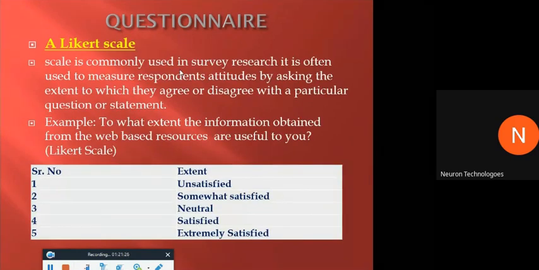So the Likert scale is commonly used in survey research. It is often used to measure respondent attitudes by asking the extent to which they agree or disagree with a particular question or statement. So serial number one is here. You are looking at extremely unsatisfied, somewhat satisfied, neutral, satisfied, and extremely satisfied. To what extent is the information obtained from web-based resources useful to you? So this one is a simple question, and in this way we can find out the answer.